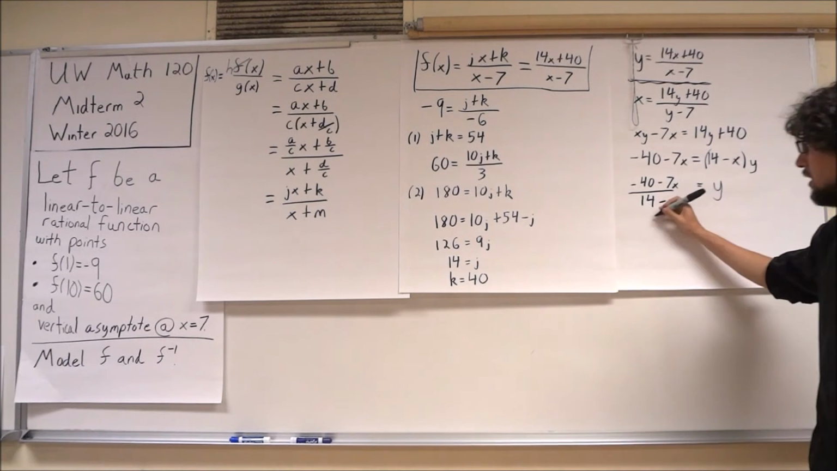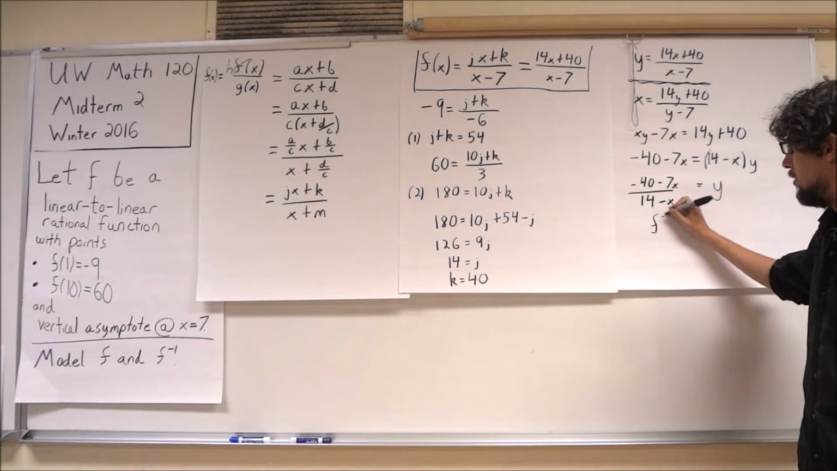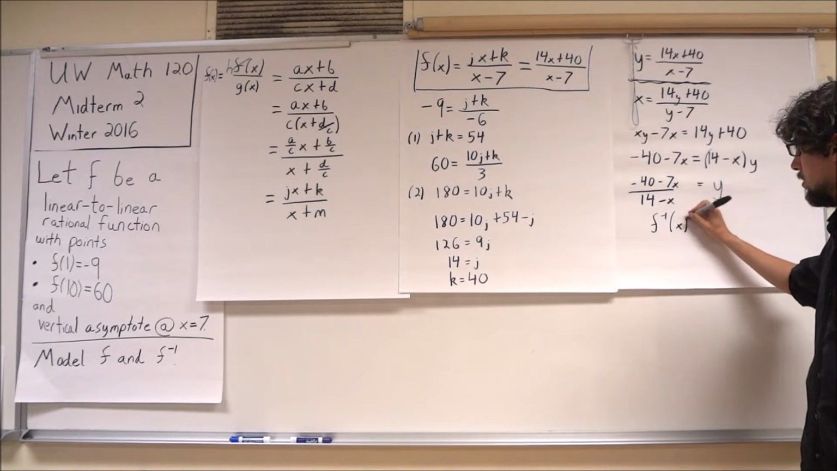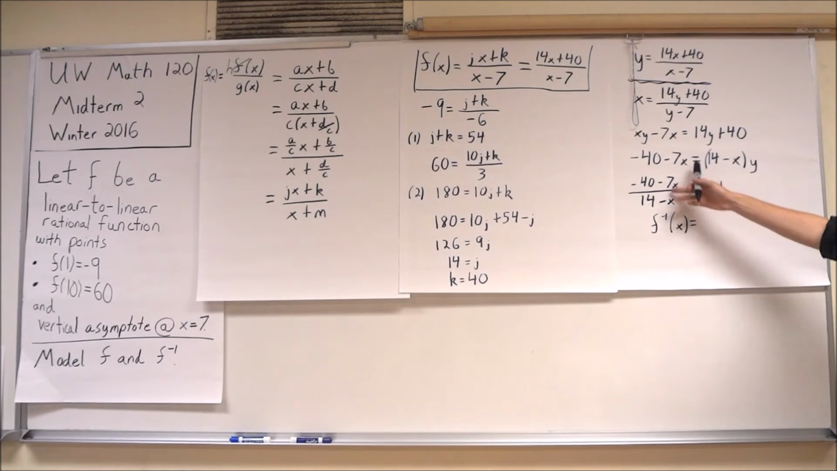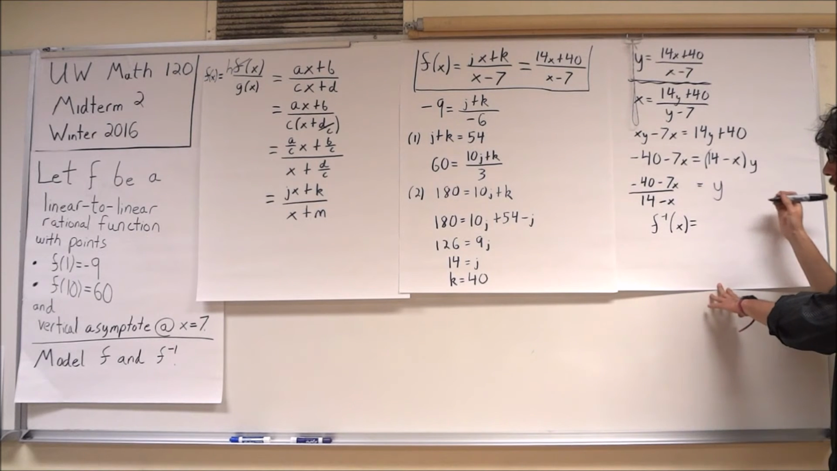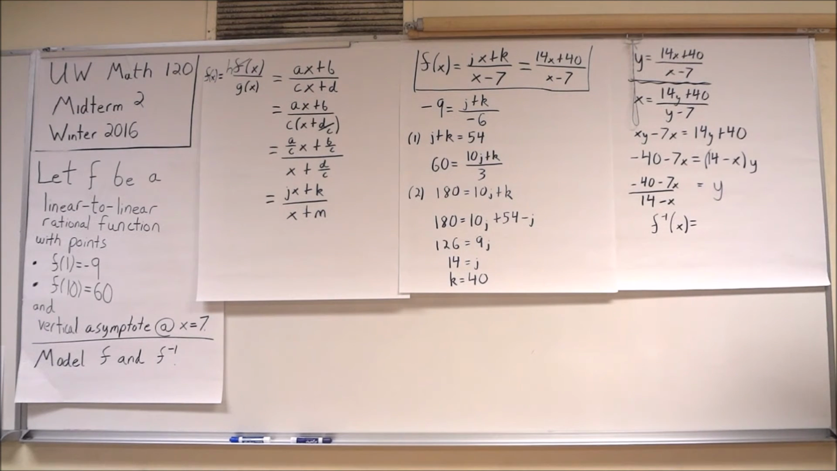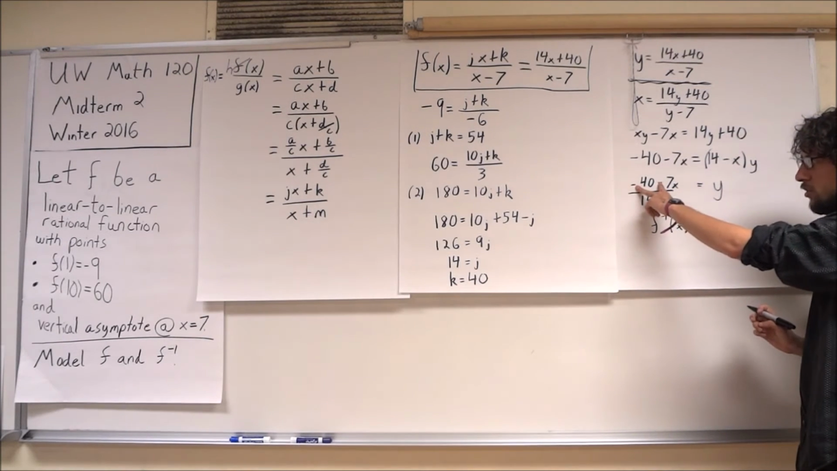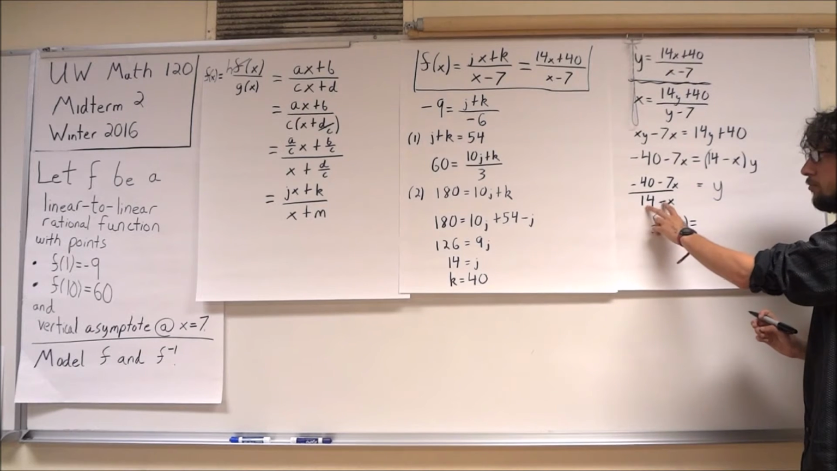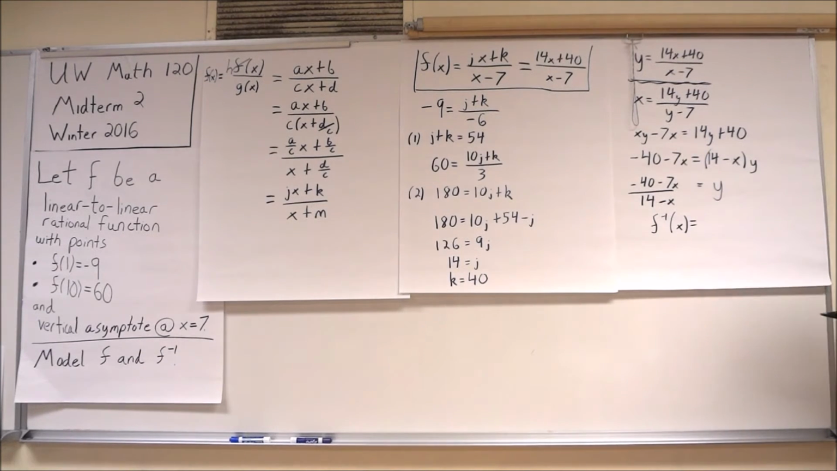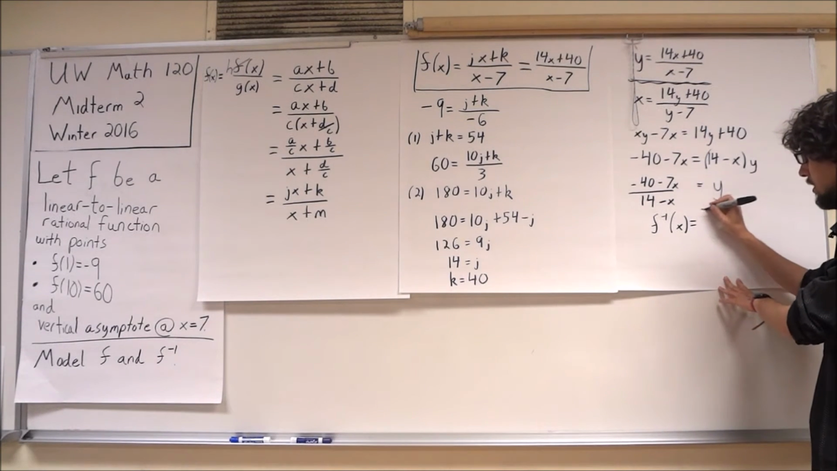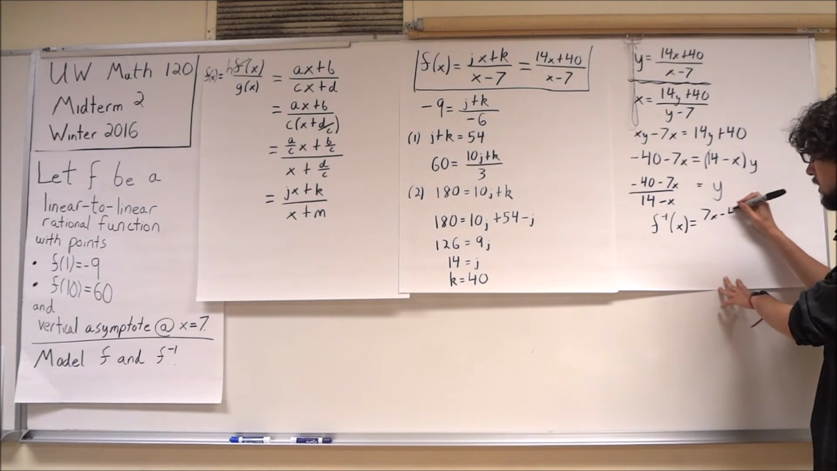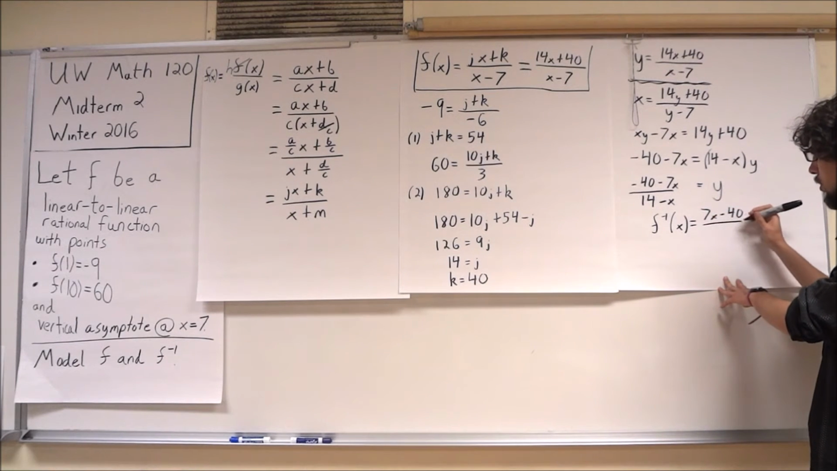And what I'd like to say here is then that f inverse of x equals this term here, which I don't like how many negatives there are floating around here. Let me pull a negative out of both of these terms and a negative out of both of these terms and cancel those negatives. I can rewrite this as 7x minus 40 over x minus 14.